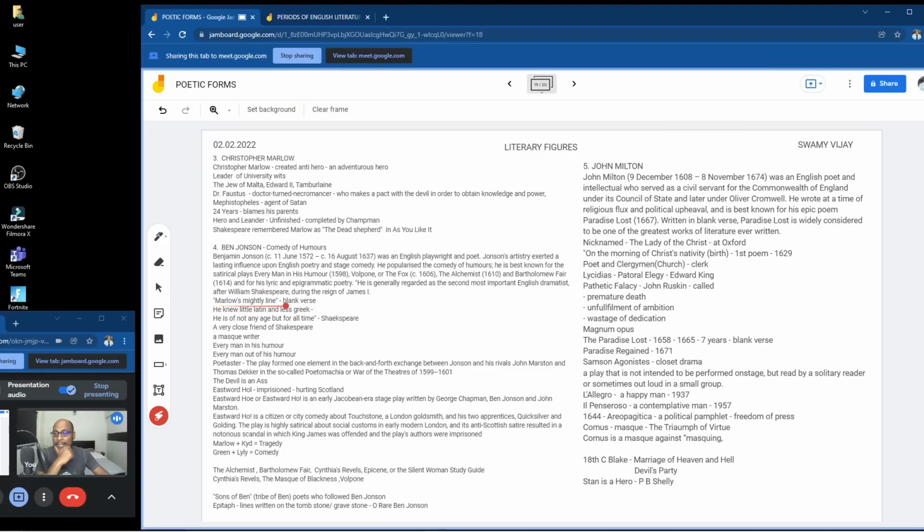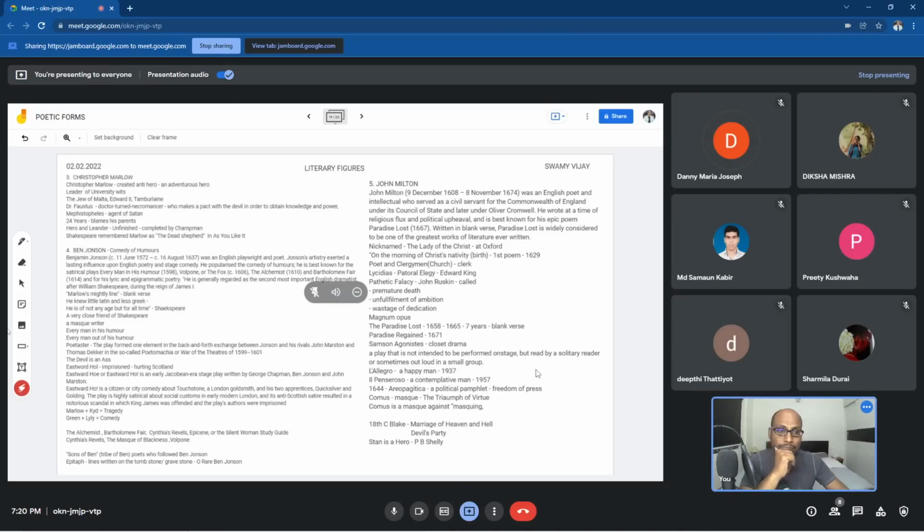Now, Marlowe's mighty line. What is Marlowe's mighty line? Ben Jonson said this about blank verse. What is blank verse? When there is no rhyme but meter will be there, sir. Okay, if there is rhyme and no meter, then what is that? Free verse. Who is the father of free verse?